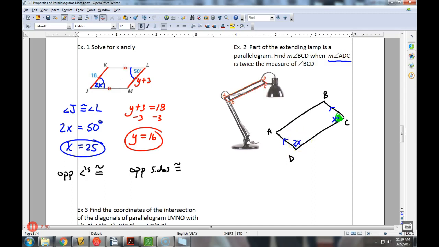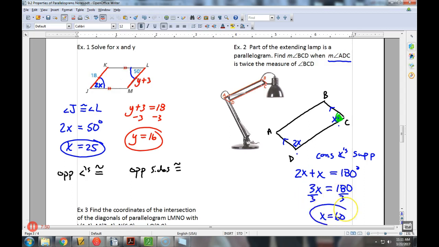So now I've guaranteed that this angle is twice the size of that angle. And then I use a property knowing that they have to add up to 180 degrees. So 2X plus 1X has to be 180 degrees because consecutive angles are supplementary. And now we just do a little algebra and we solve this. 3X is 180. Divide by 3, and we get X equals 60. And that should work out.